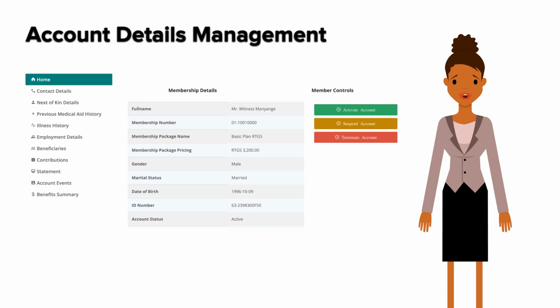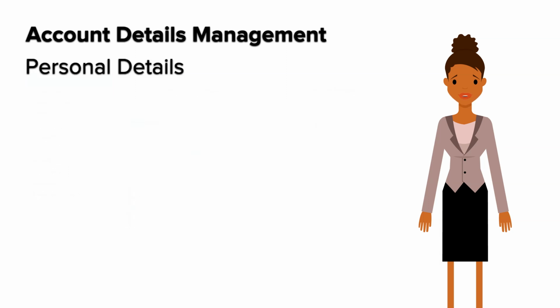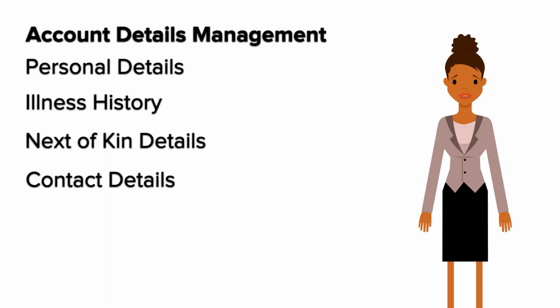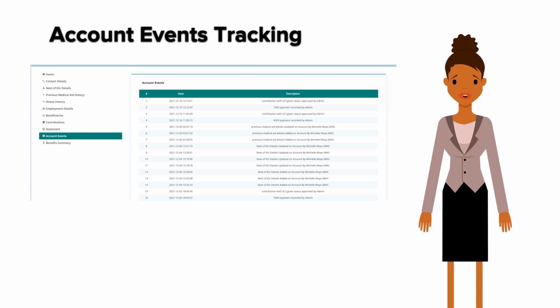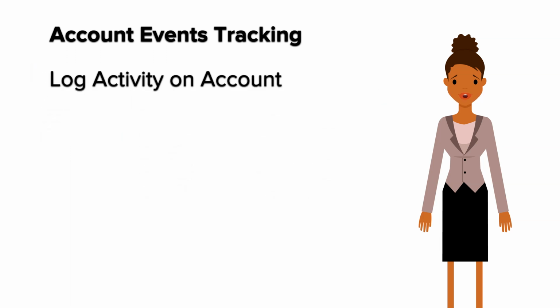The account details management module allows a medical aid to manage important details about a member, such as their personal details, history of illness from critical diseases, next of kin details, contact details, previous medical aid history, employment details, and so on. It also allows the medical aid society to manage the account status of a member, such as activation, suspension, and termination. The account events tracking module logs all activities that have occurred on an account.